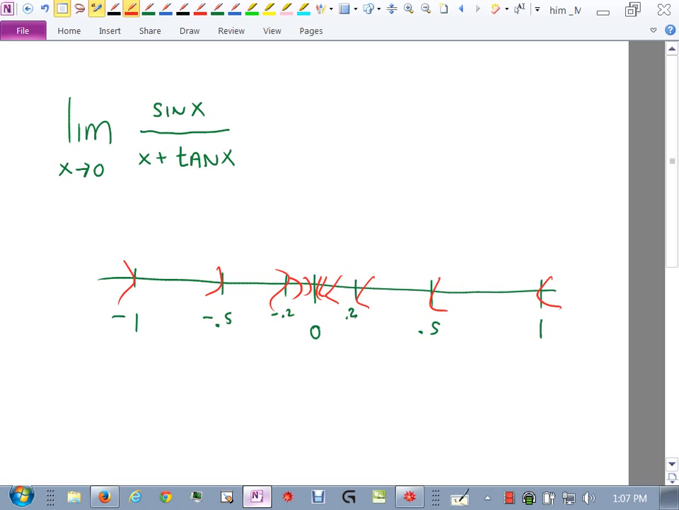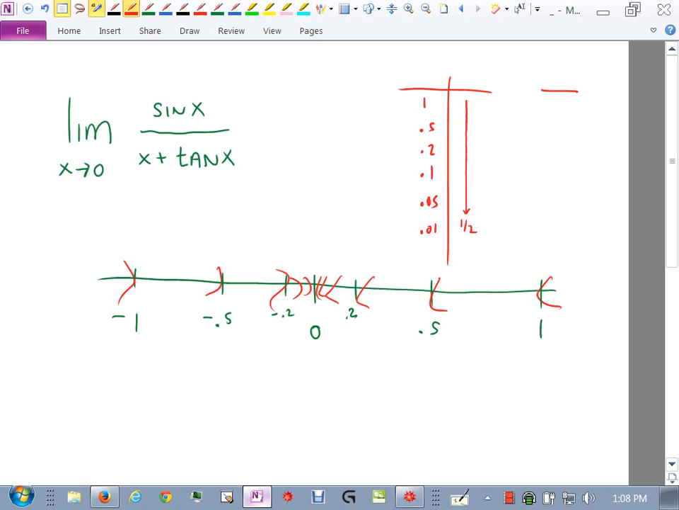Did anyone get this one? What did you get? 1/2? So it looked like if you were to make a t-table, if you started out at 1, then you went 0.5, then 0.2, then 0.1, then 0.05, then 0.0. Then these numbers on the right side should get closer and closer to 1/2. That's what we're trying to get here.